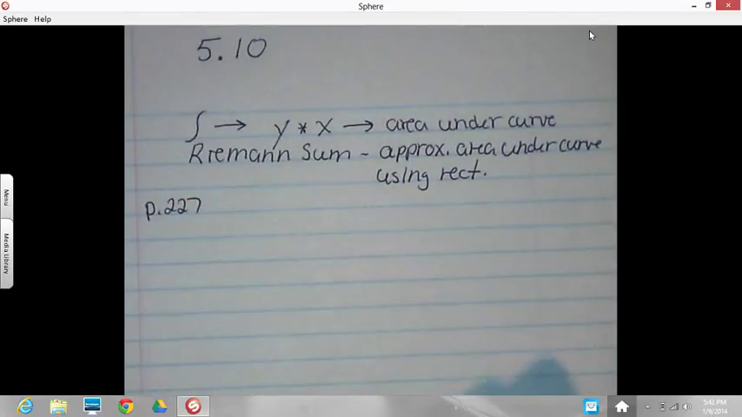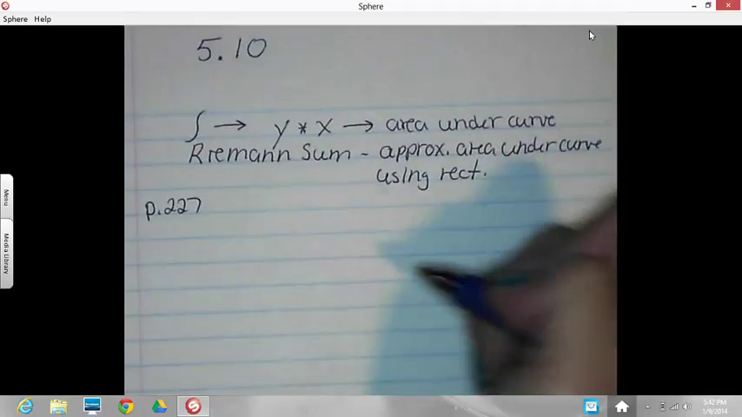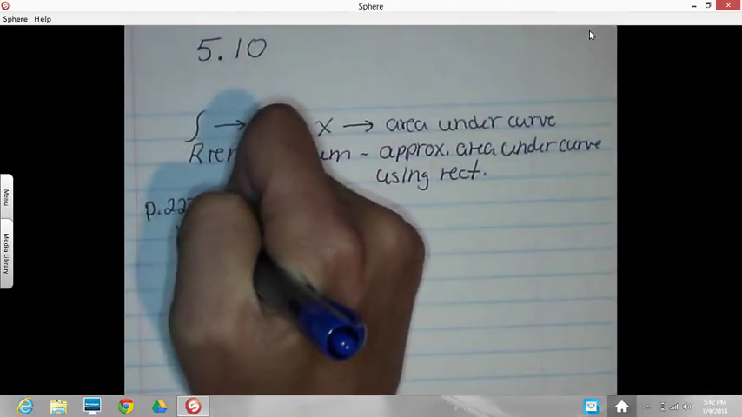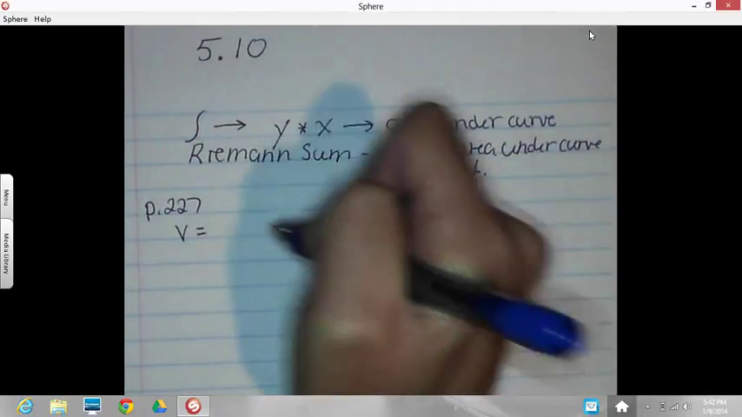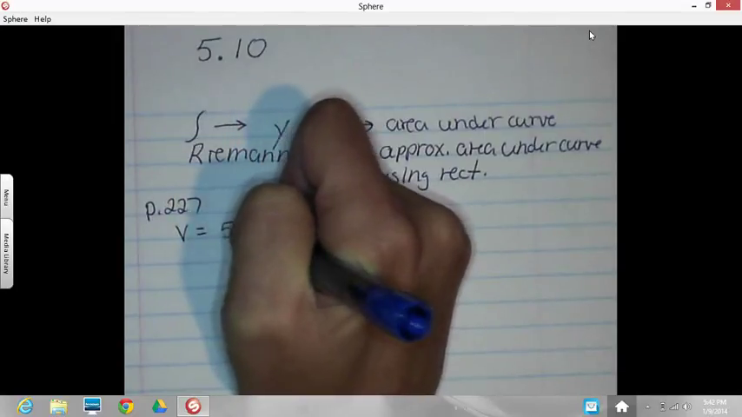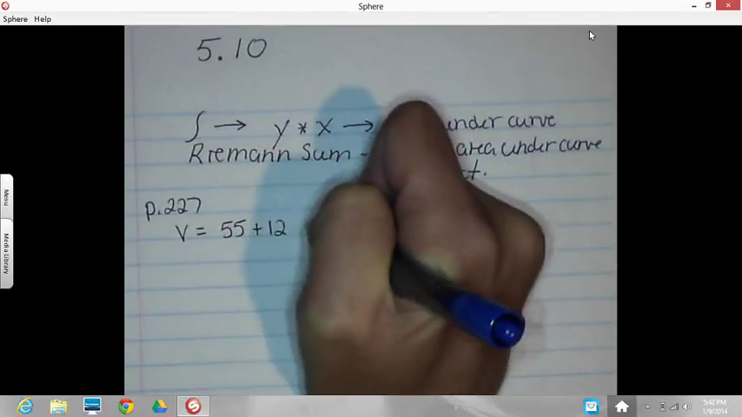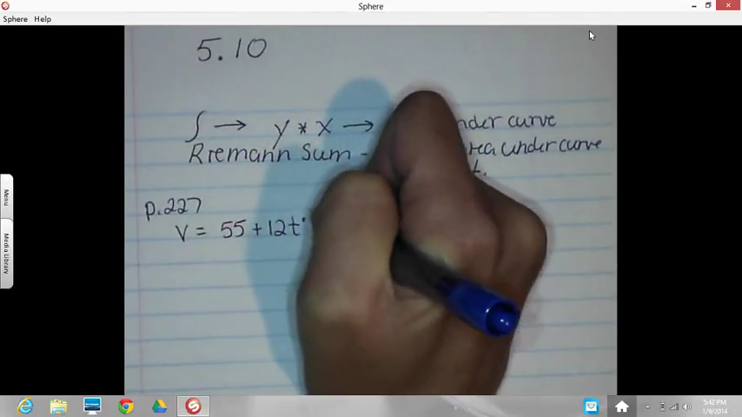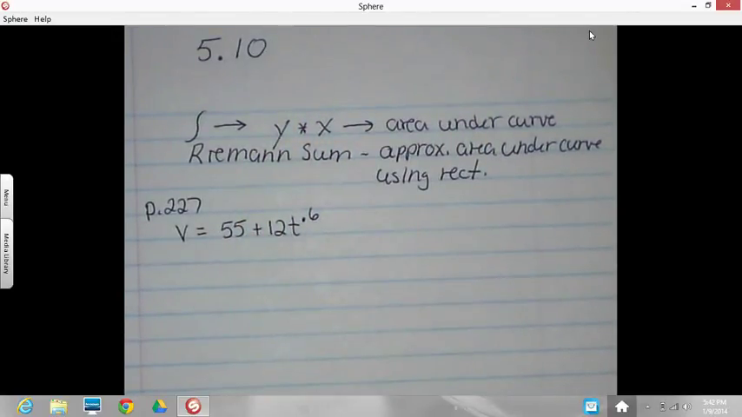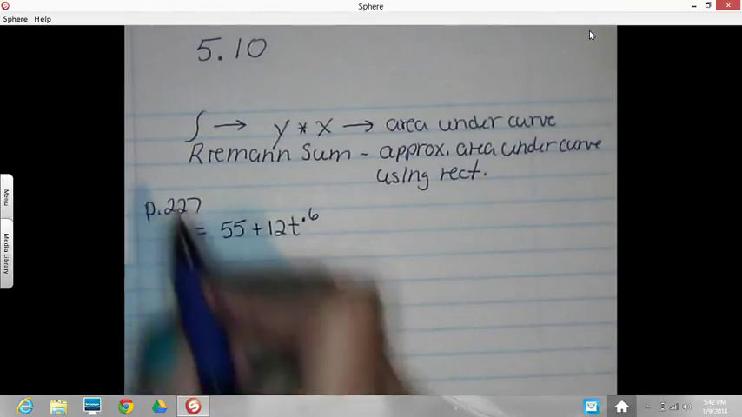So first thing, it's giving us a situation, a velocity equation. Suppose you take a long trip, you're impatient to arrive at your destination, so you gradually let your velocity increase according to this equation. So here's your velocity equation. Your velocity is 55 miles per hour plus your impatient 12 times t to the 0.6. So first thing we want to do is graph this velocity equation.